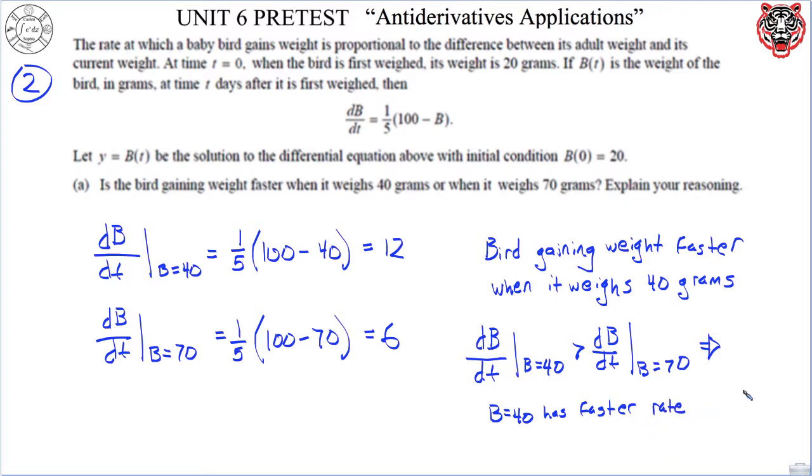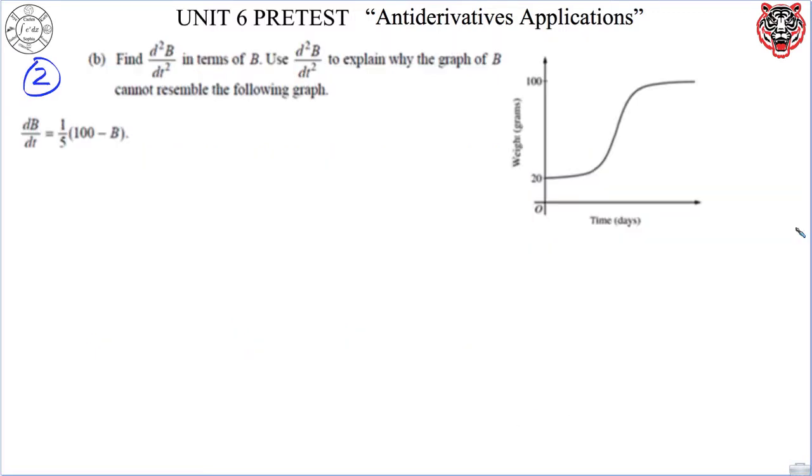Okay, cool. So how many points do you give yourself? You have to somehow get 12 and 6 by plugging in. So that's +1 if you can get these numbers, and then your conclusion where 40 is the faster rate, that's another +1. And on to part B.